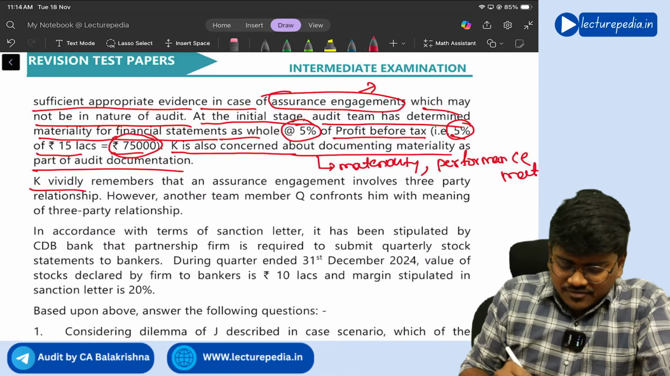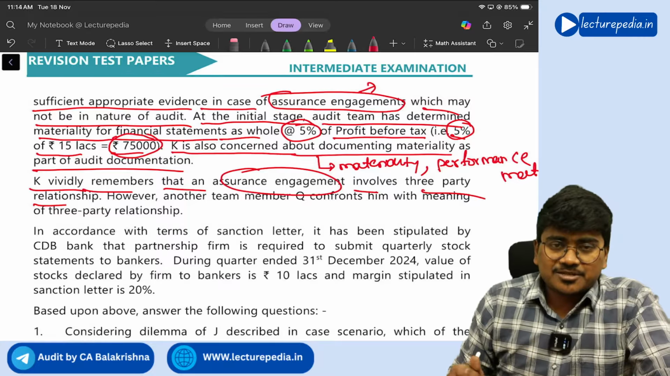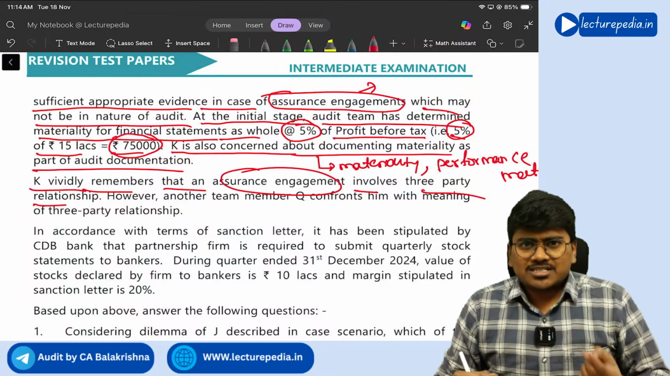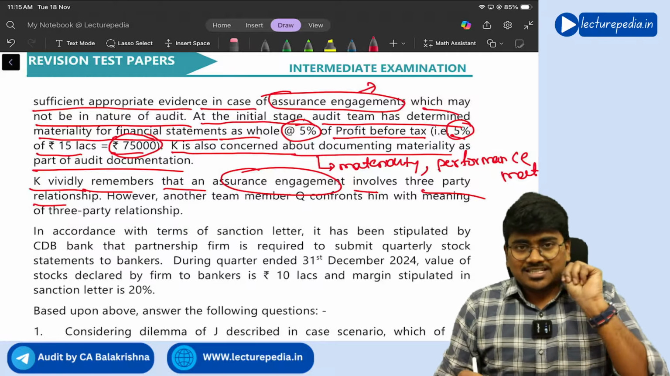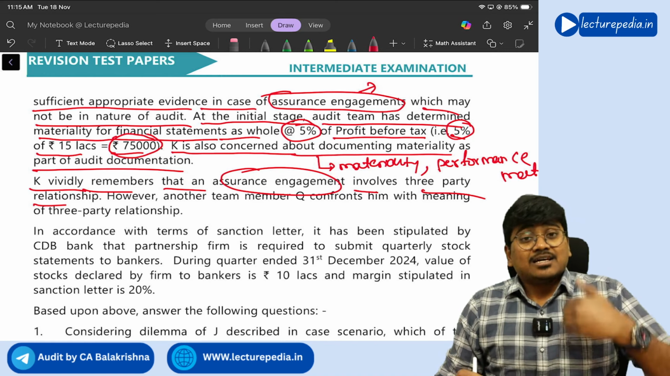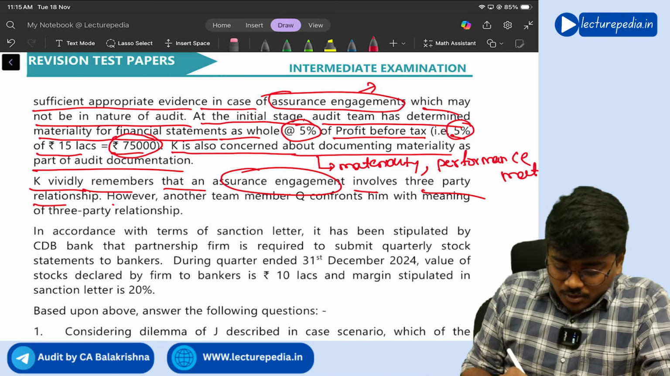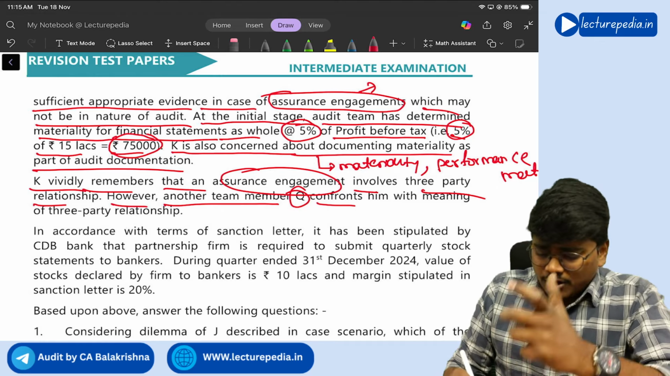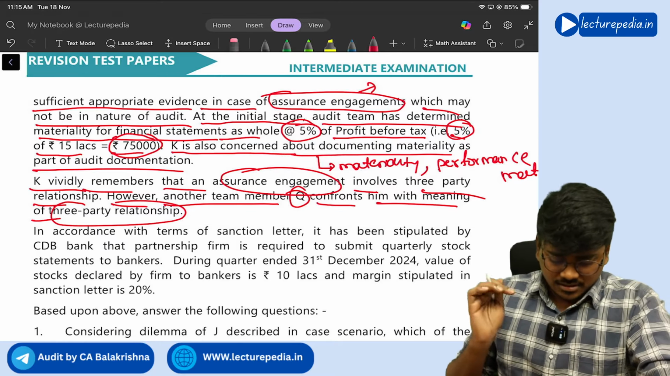Next, K vividly remembers that assurance engagement involves three-party relationships. Yes, what are the three parties involved in assurance engagement? Auditor, responsible party, and the intended users. These are the three people who are involved in an assurance engagement, three-party relationship. However, another team member, Q, confronts him with the meaning of a three-party relationship.